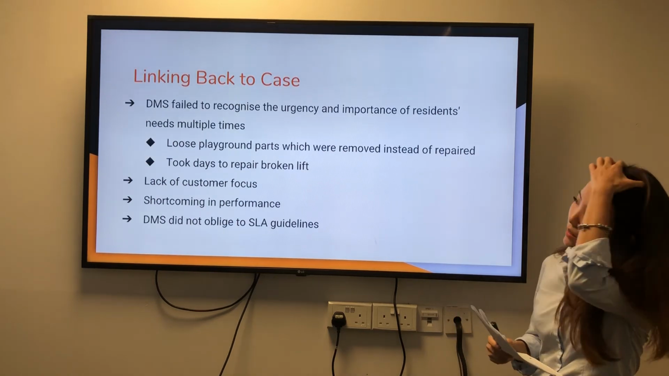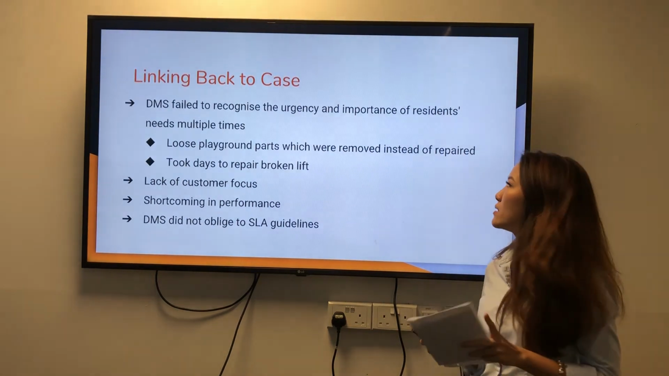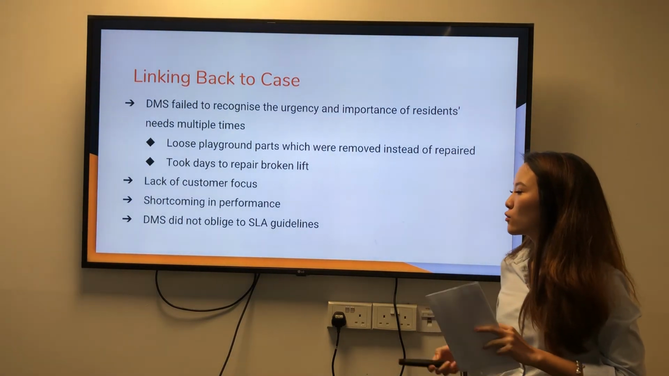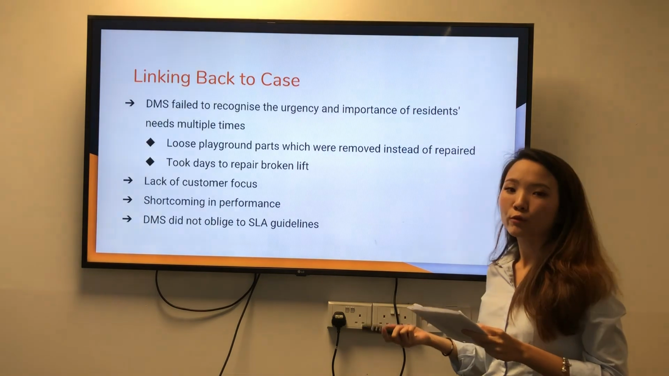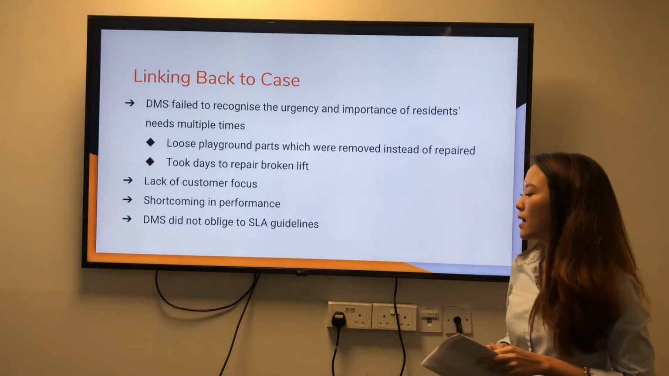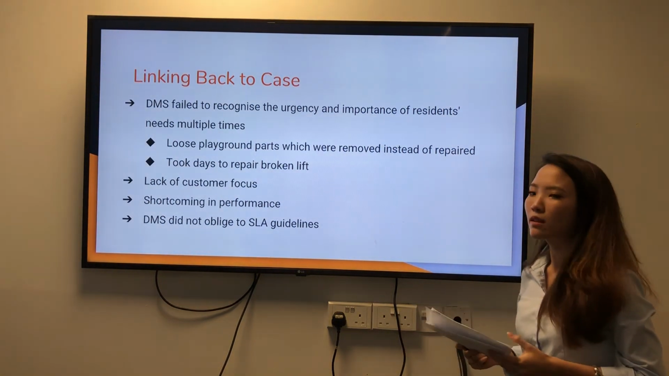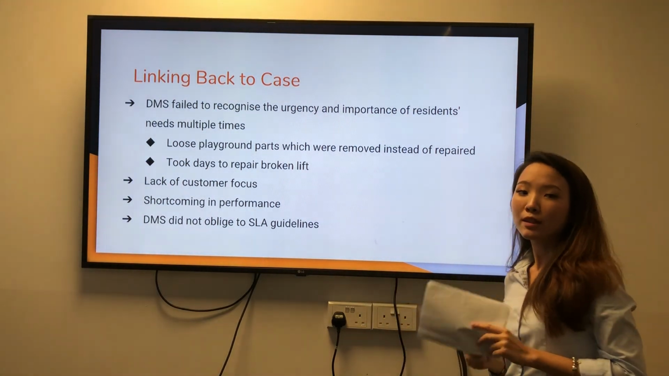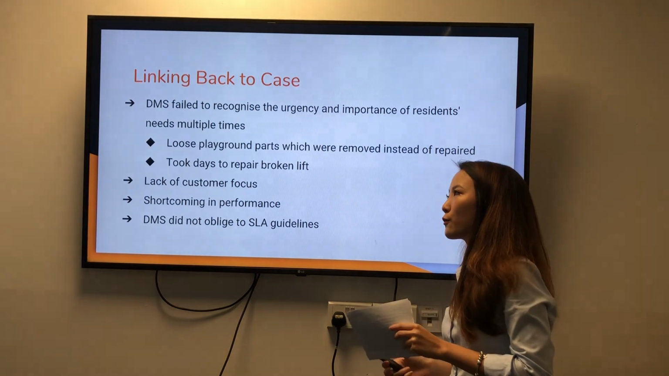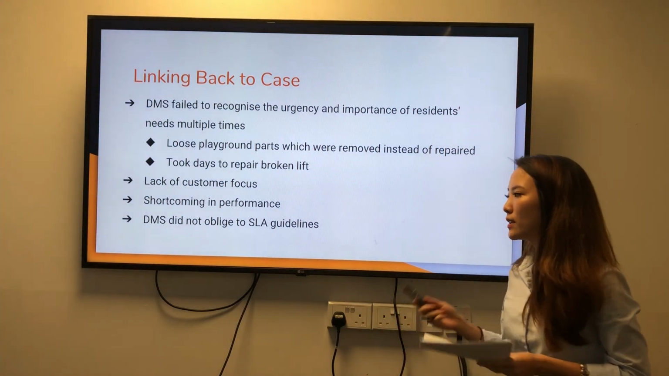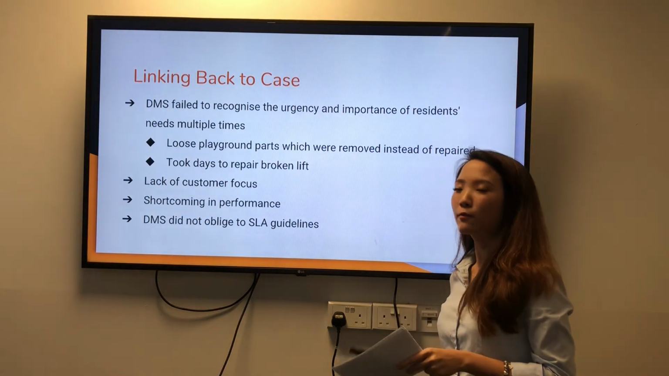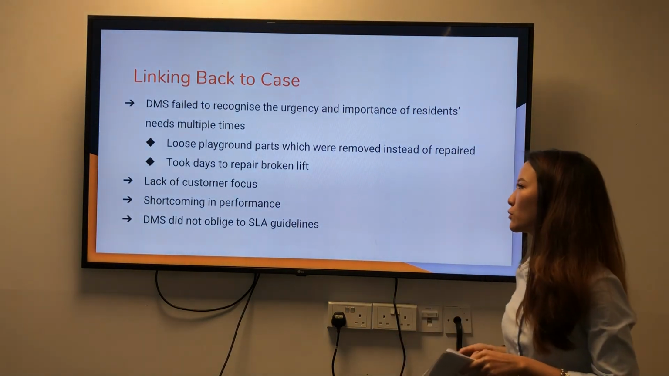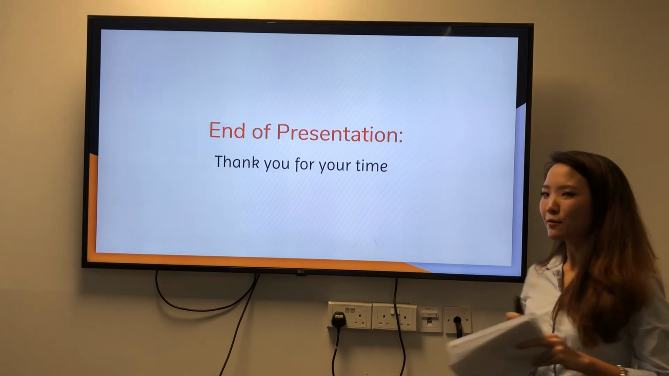So linking back to the case, DMS failed to recognize the urgency and importance of the residents' needs multiple times, and so they had a lack of customer focus and shortcomings in performance. And so DMS did not adhere to SLA guidelines, as referring to the case, the town council was often unaware of what DMS had done or had not done to rectify the issue, and they were only notified when the residents had informed them. So yeah, that's the end of the presentation.